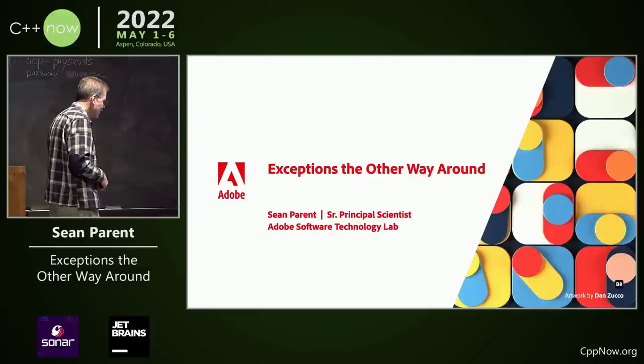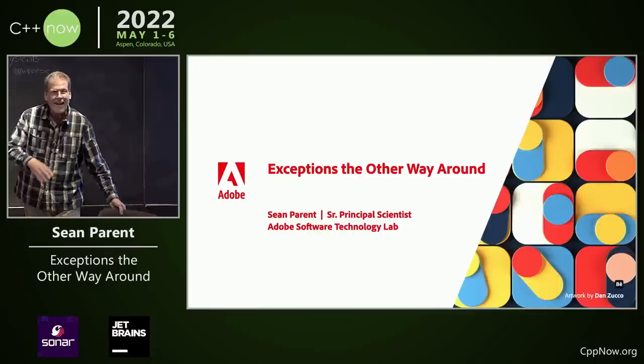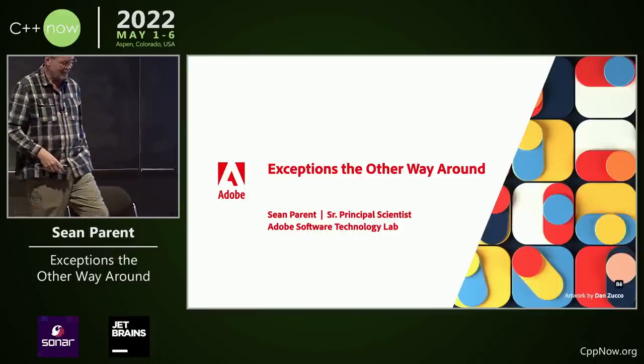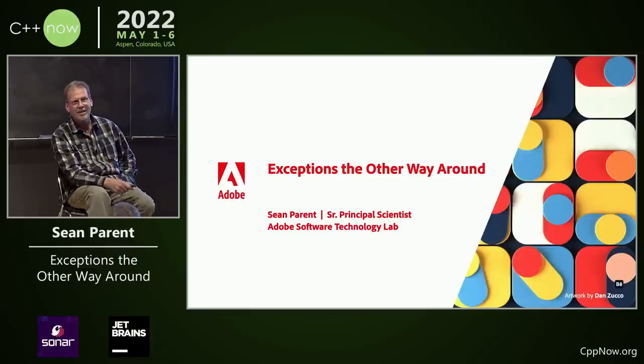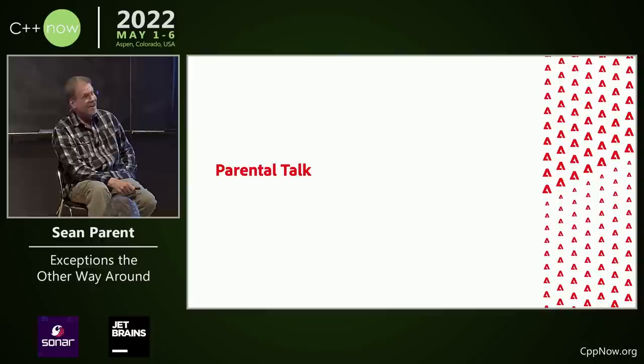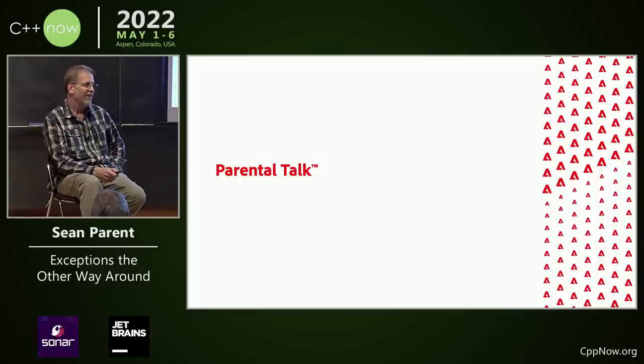So this talk is Exception Handling the Other Way Around, and I got to pull out a chair here. Sit down, get down at your level for a minute. So this is not one of my Better Code series of talks. This is a parental talk. Okay, that's a capital P, TM. So here's the issue.